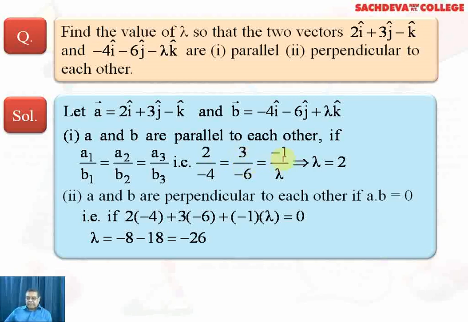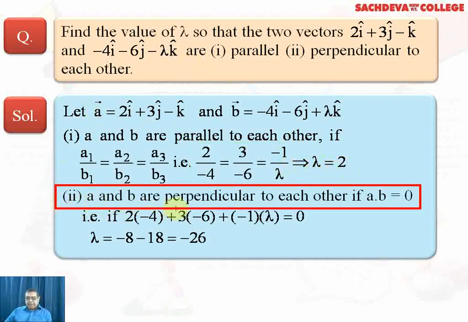We found that the unknown in this equality is only lambda. So if we take 2 over minus 4, or 3 over minus 6, or minus 1 over lambda, by calculation lambda is found to be 2 in all three ratios. Now, the second part is that A and B are perpendicular to each other. That is possible only if the dot product of the two vectors, A and B, is equal to 0.